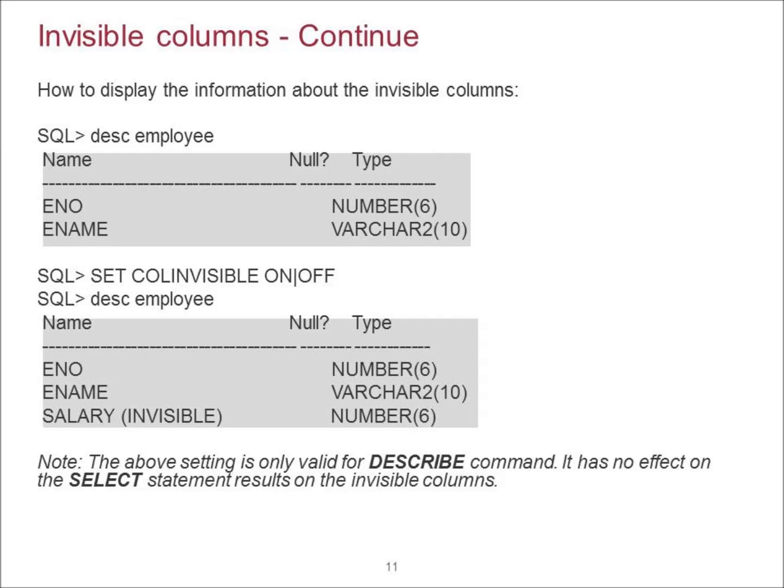So when you run the SQL query without the salary column, if you just select star from employee, it has no effect. It will be the same. You will not see the salary column. So setting column invisible to on will only take effect when you do the description of the table.